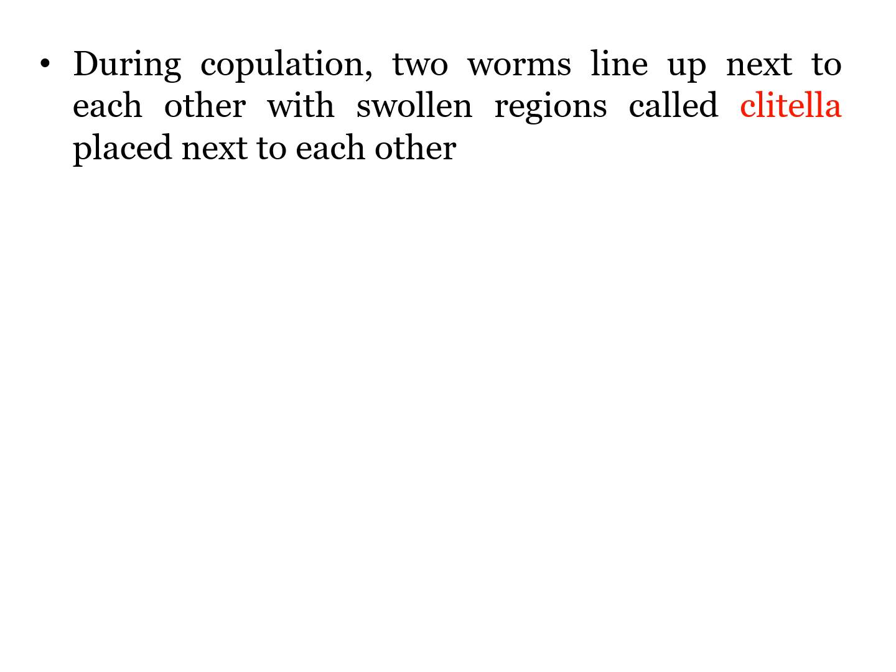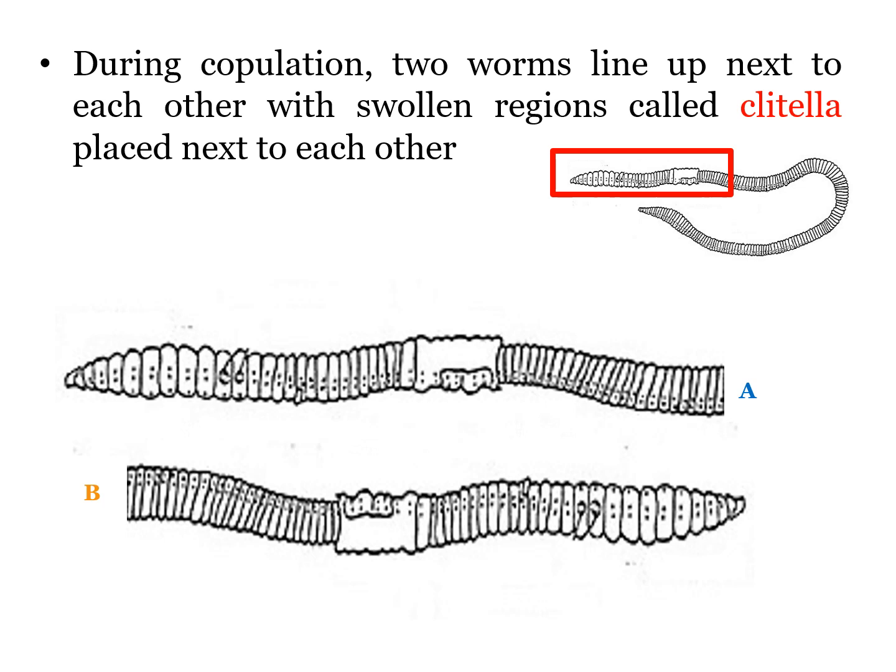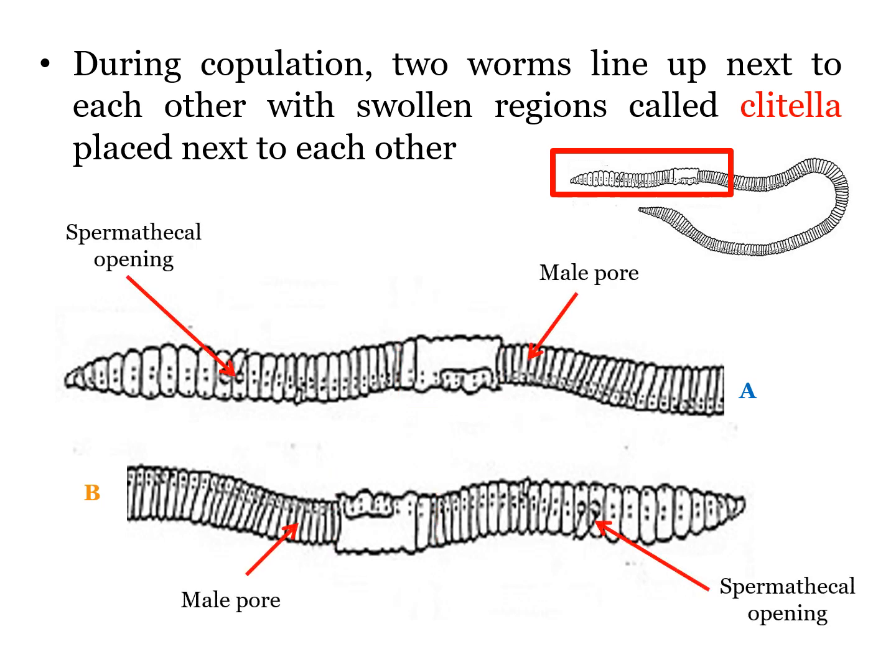So during copulation, two worms will line up against one another facing opposite directions. Their ventral parts will be intact and their clitellums are placed next to each other. Take note of their spermathecal openings and male pores.